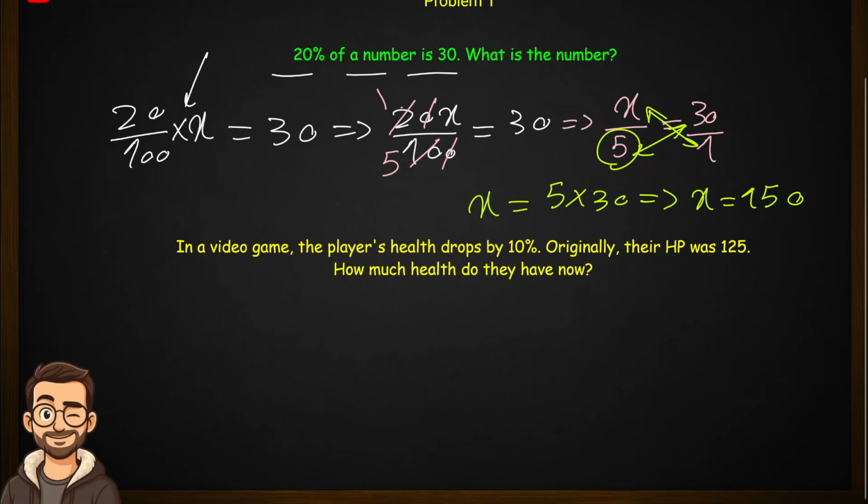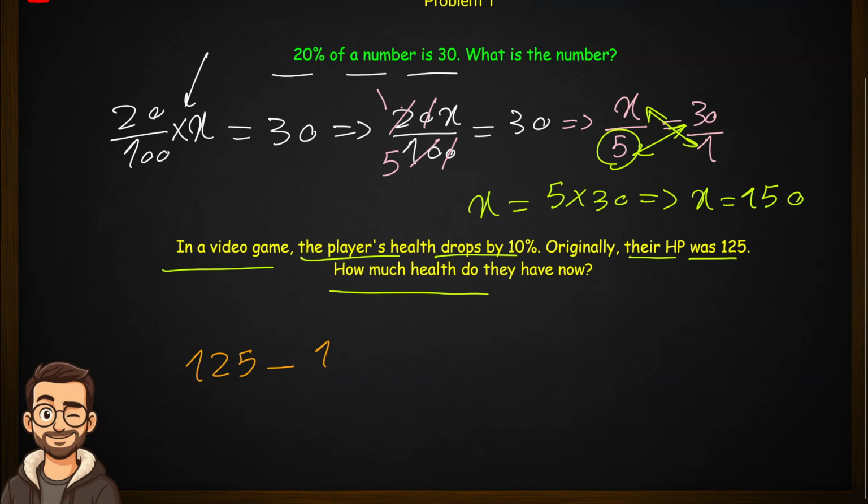So the next question tells us, in a video game, the player's health drops by 10%. Originally, their HP was 125. How much health do they have now? So 10% of the health drops. So in the first place, they had 125 units of health. And when it dropped, you need to subtract.